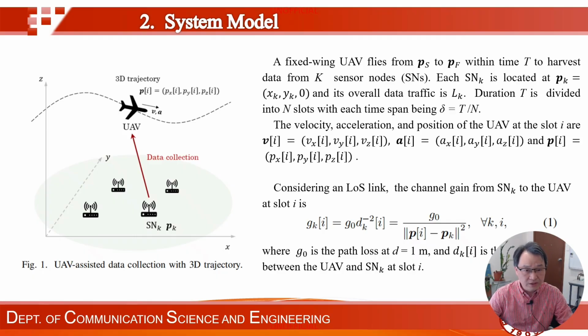To model the UAV's movement, we divide the total flight time into a discrete number of time slots. At each time slot, we define the UAV's position, velocity, and acceleration, all in 3 dimensions. This basically allows us to capture its full 3-dimensional trajectory, as shown in the figure on the left-hand side of this slide. For communication, we assume a line-of-sight link between each sensor and the UAV. This channel gain is then determined by the distance between the UAV and the node at each time slot, and also based on the standard path loss model for free-space 3-dimensional propagation. So this system model forms the foundation for our trajectory optimization problem and the solution.